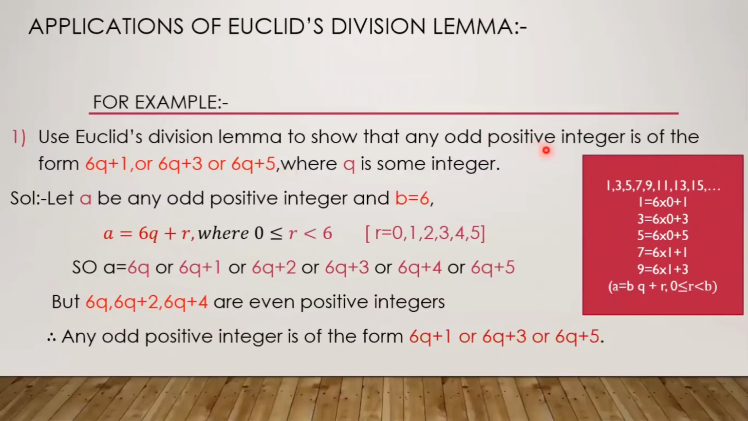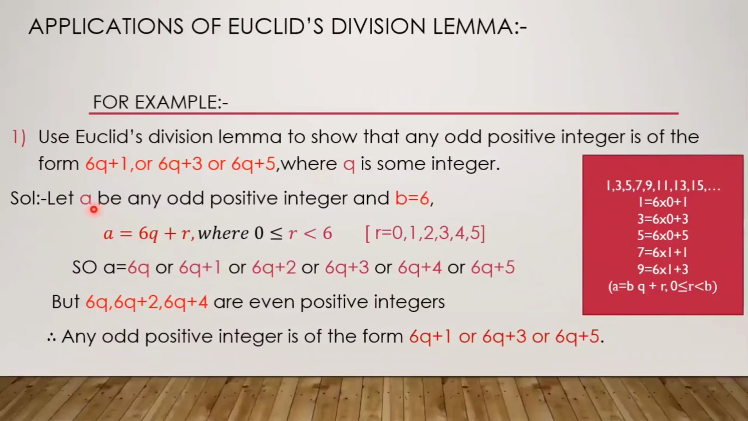So what are the odd positive integers? 1, 3, 5, 7, 9, 11, 13, 15, and so on. These are the odd positive integers. When these odd positive integers are divided by 6, what are the remainders? Remainders are 1, 3, 5, 1, 3, 5. So the remainders are 1, 3, 5. That is what we have to prove, without calculating, using Euclid's division lemma.